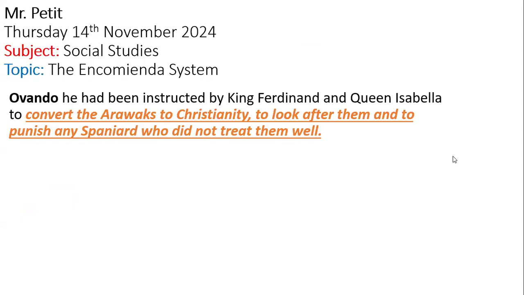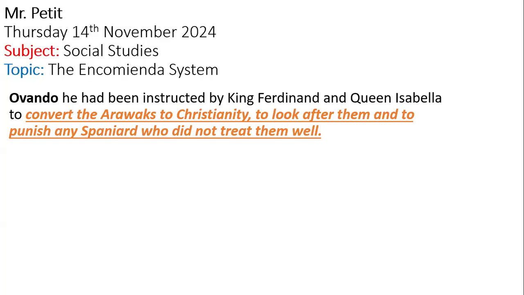Make sure, it's right there, three things. To convert the Arawaks to Christianity, look after them, and to punish any Spaniard. Very good. So the first thing he wanted them to do is convert them to Christianity, look after them, and punish any Spaniard that did not treat them well.